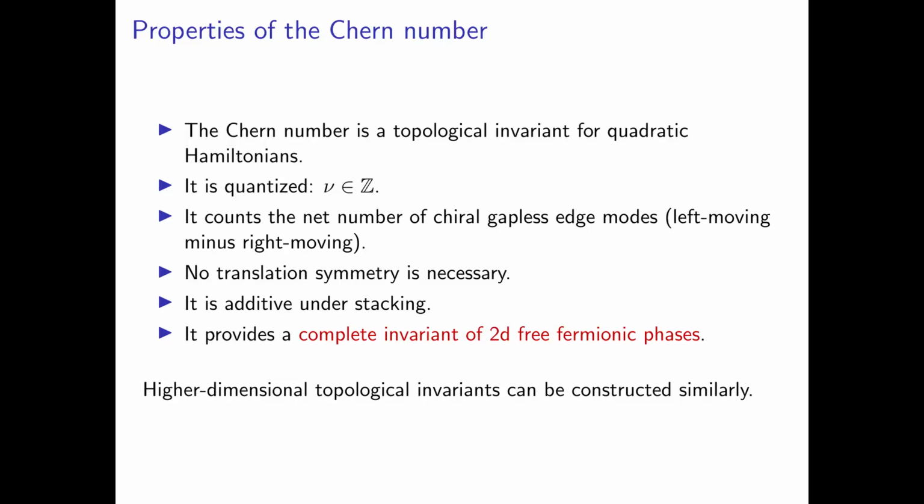Also, I want to emphasize that this number is defined for systems without any translation symmetry, which is physically relevant because we also want to model systems with disorder. So we don't want to assume any translation symmetry at all. And this number is actually a complete invariant. So one can prove that if two systems have this same number, then they're actually related by some deformation preserving the gap. In higher dimensions, there are similar invariants that one can construct using similar math.